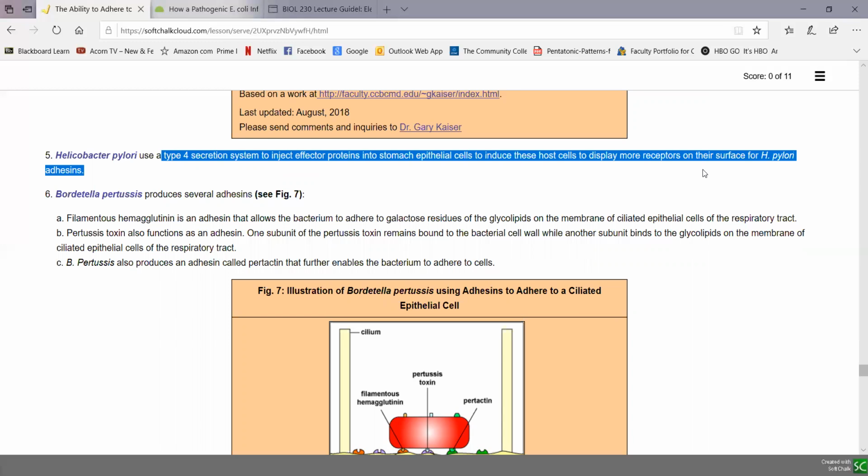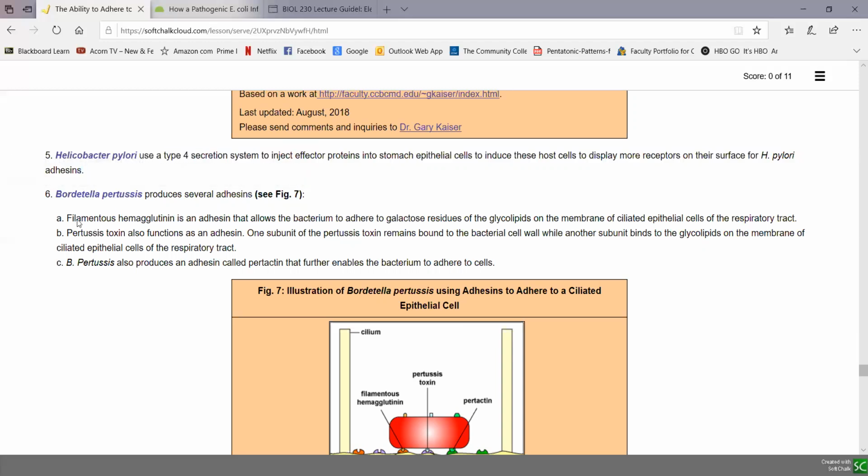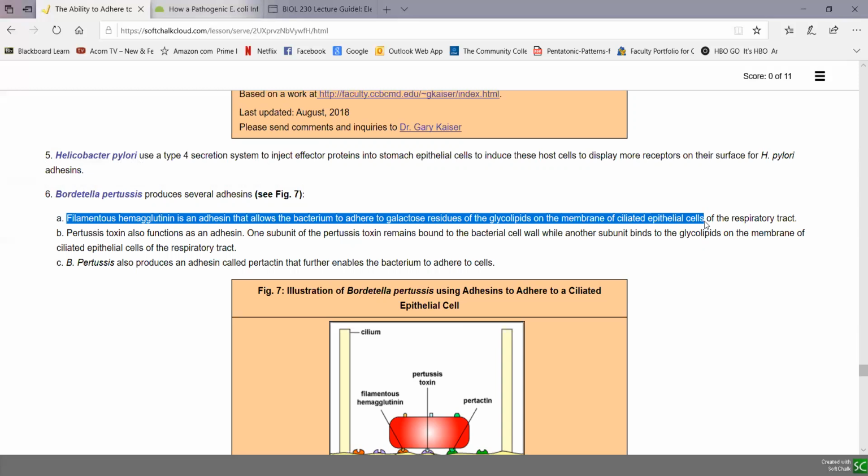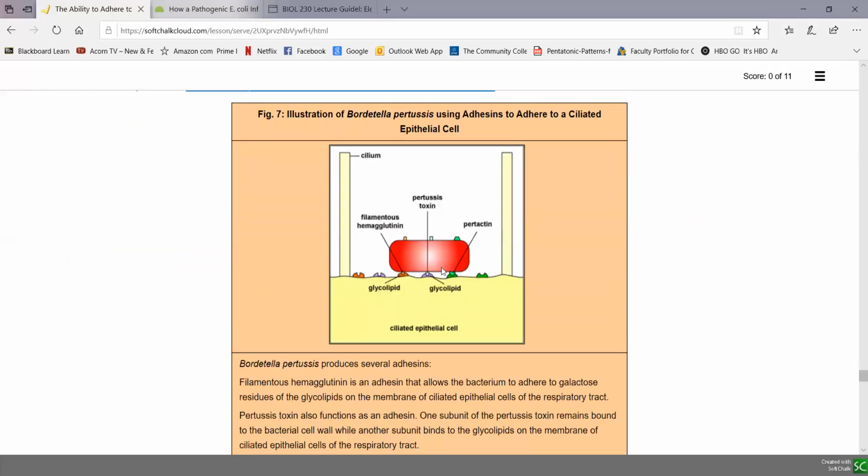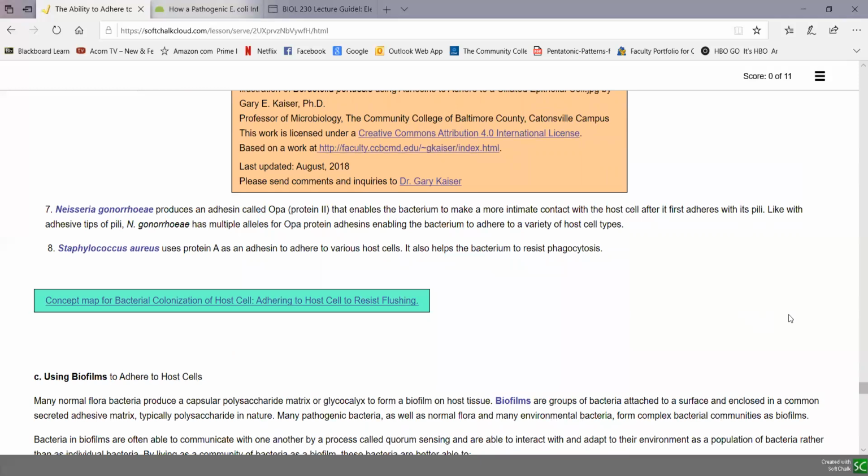tightly. Bordetella pertussis that causes whooping cough produces a number of adhesins. Filamentous hemagglutinin allows the bacterium to adhere to galactose on the membrane of ciliated epithelial cells. Pertussis toxin, which leads to some of the symptoms of whooping cough, also functions as an adhesin. It also produces an adhesin called pertactin that allows it to adhere. So again, the whooping cough bacterium, Bordetella pertussis, produces several adhesins that allow it to bind to adhesin receptors on the host cell and resist flushing.